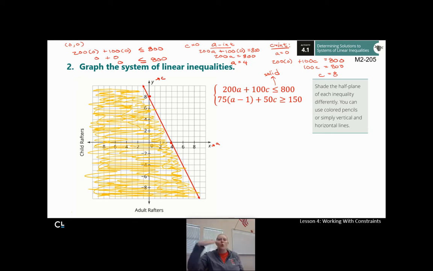I went ahead and did it horizontally. I told you guys I like to do the first one horizontal, just so I can go vertical on the second one. So I shaded this whole side. Yay! Wasn't that exciting? It was very thrilling. Let's now take a look at that second inequality.